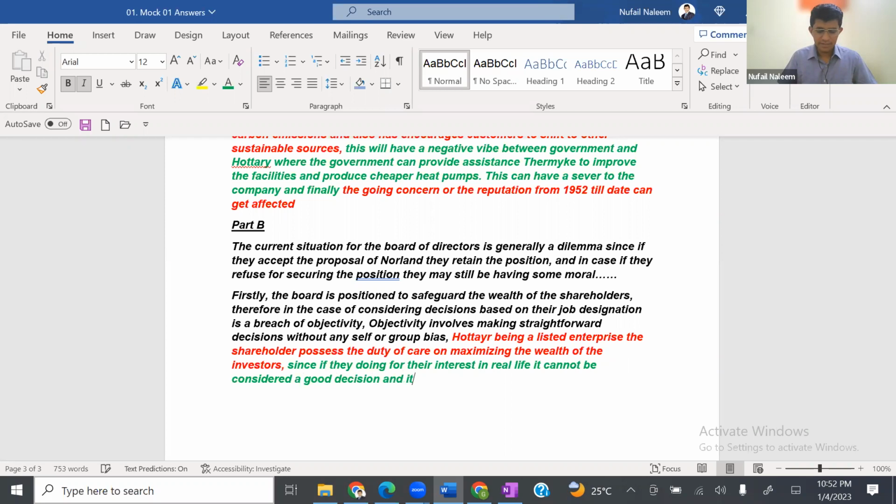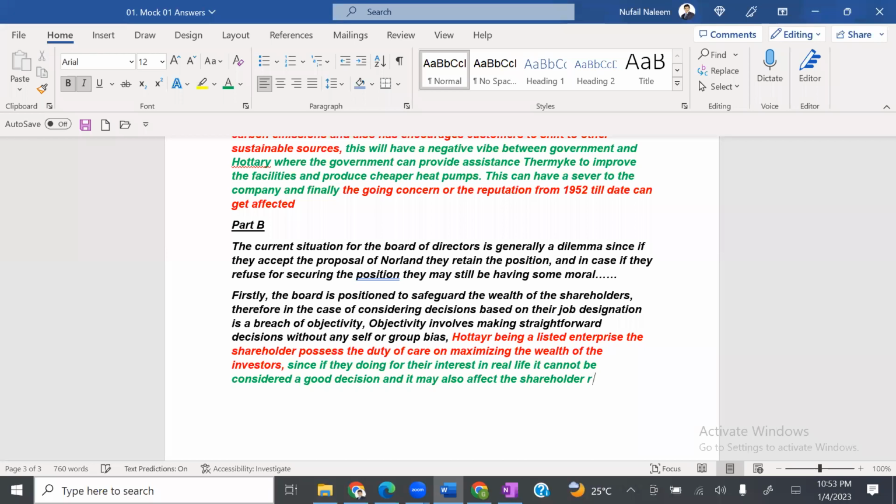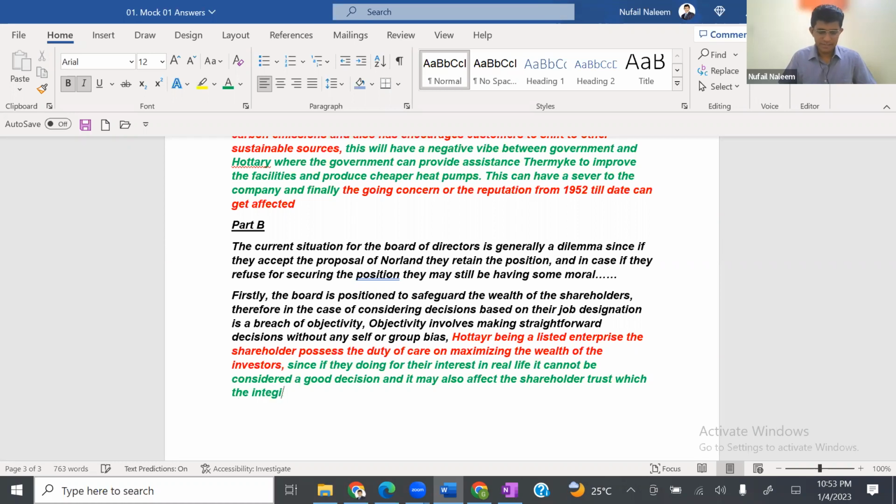And it may also affect the shareholders' trust, which is the integrity. Are you understanding that, students?